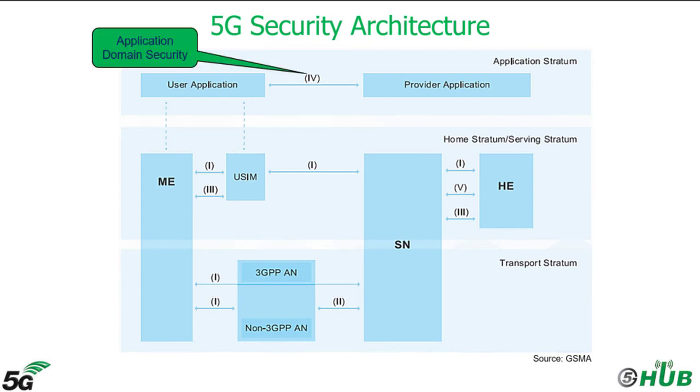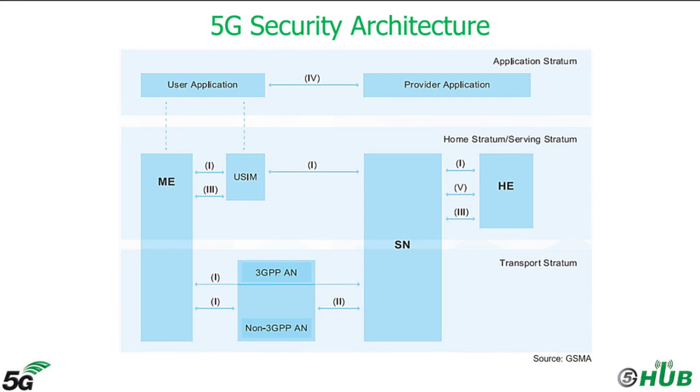Fourth one, we can call it application domain security. This is a set of the security features that enable applications in the user domain and in the provider domain to exchange messages securely. Security mechanisms of the application domain are transparent to the entire mobile network and are provided by the application provider.